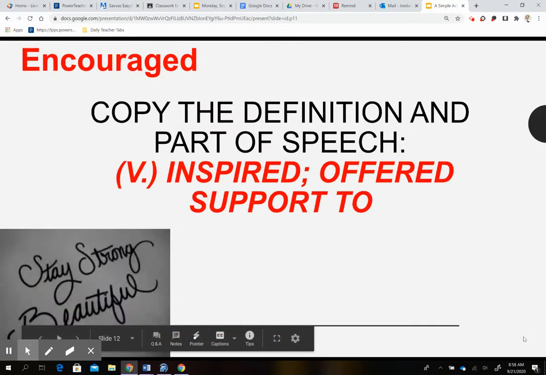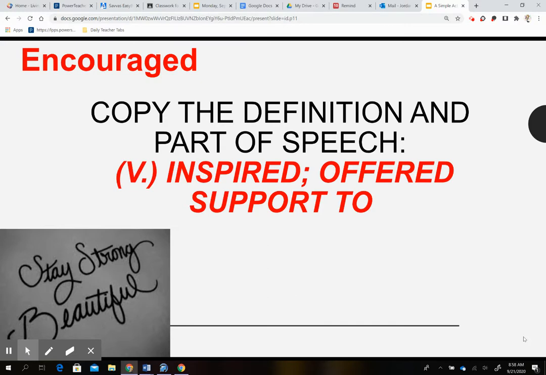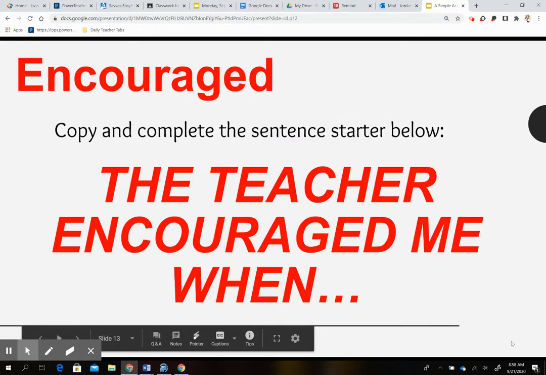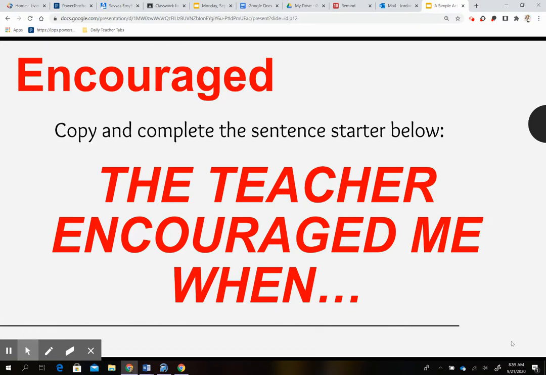Let's look. Encouraged is a verb and it means inspired, offered support to. So notice we have the encouraging statement, stay strong, beautiful, in the corner. Our sentence starter for this one is, the teacher encouraged me when. When has a teacher encouraged you or asked you to do something positive?